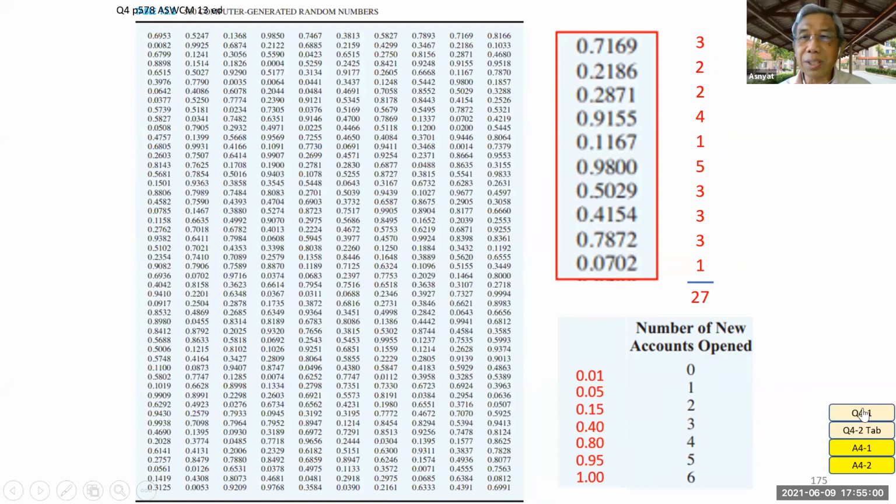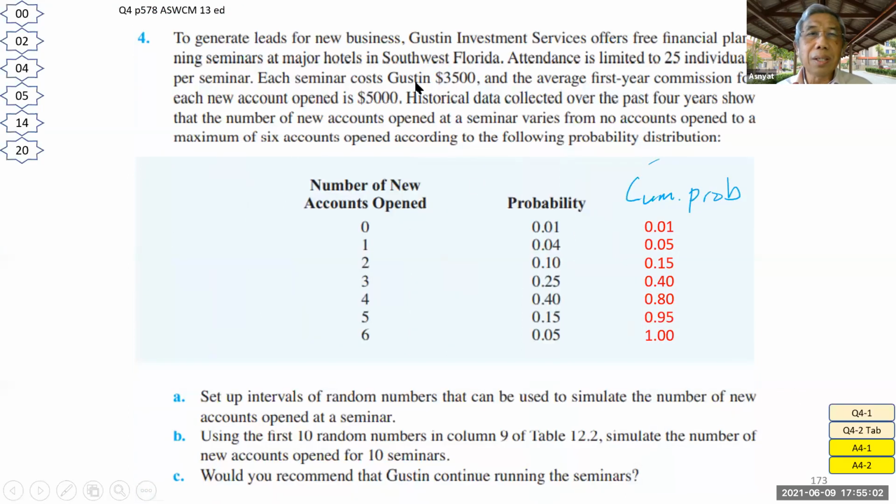The question is, it costs each seminar 3,005, and each new account he gets 5,000 in commission. Now you have done question B. You have simulated 10 seminars. Now, what's your advice to Gustin, whether to run the seminar or forget about it?